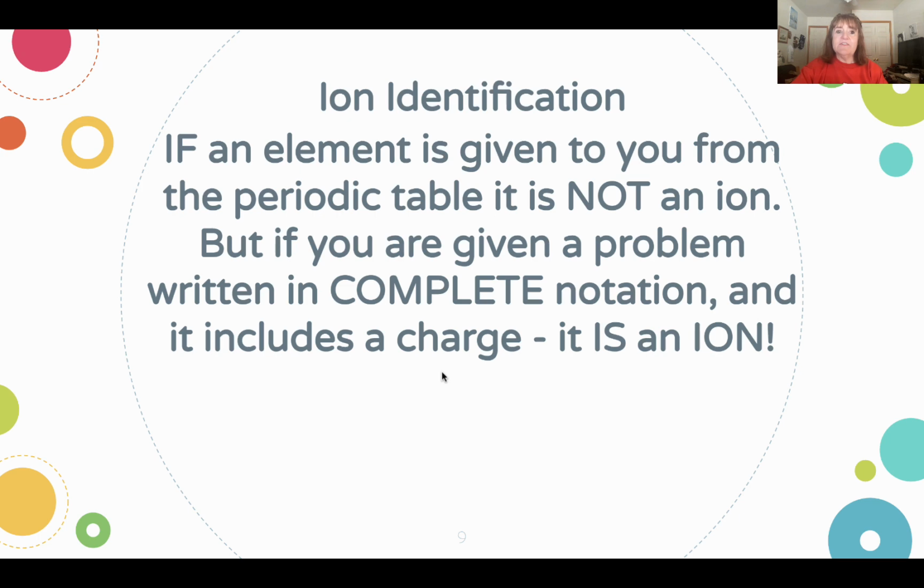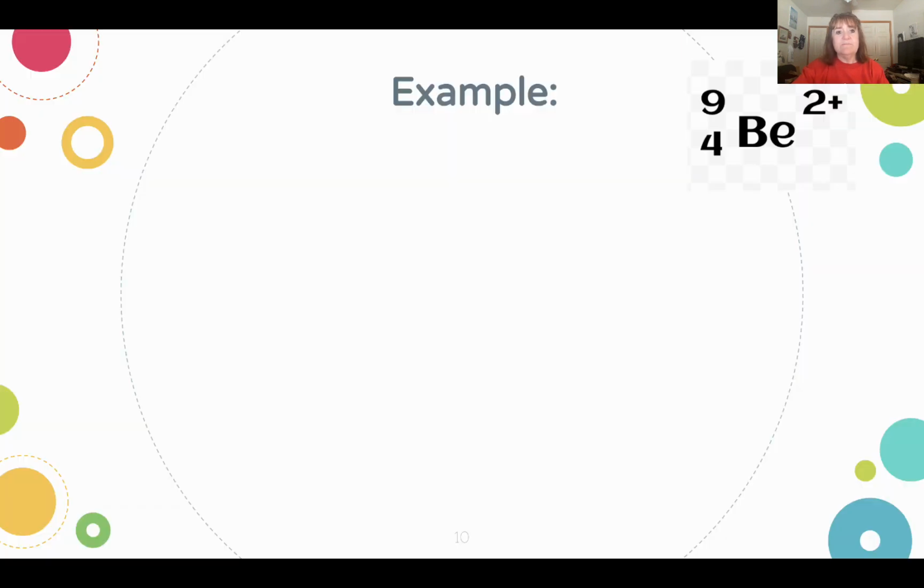Ion identification. If an element is given to you in the form of the periodic table, it is not ever going to be an ion, because the periodic table is electrically neutral because the electron number equals the proton number. But if you're given a problem that is written in complete notation and it has a charge, a D location, it is automatically an ion.